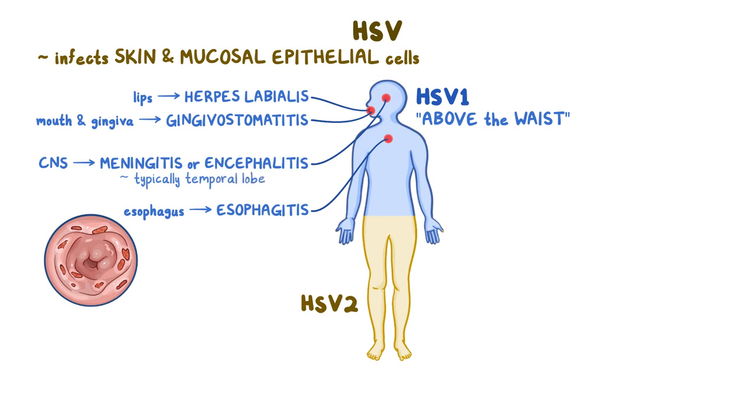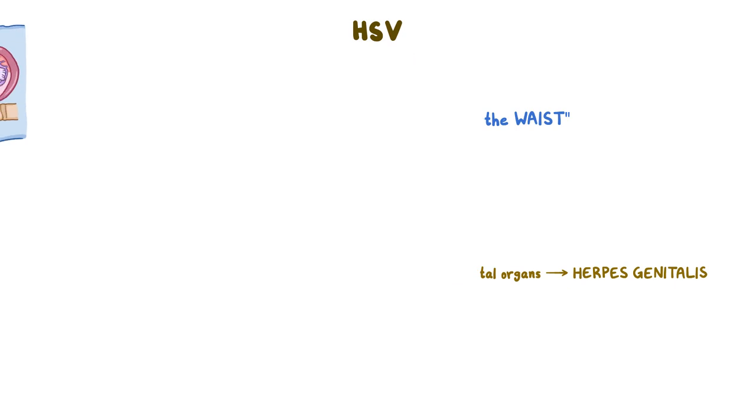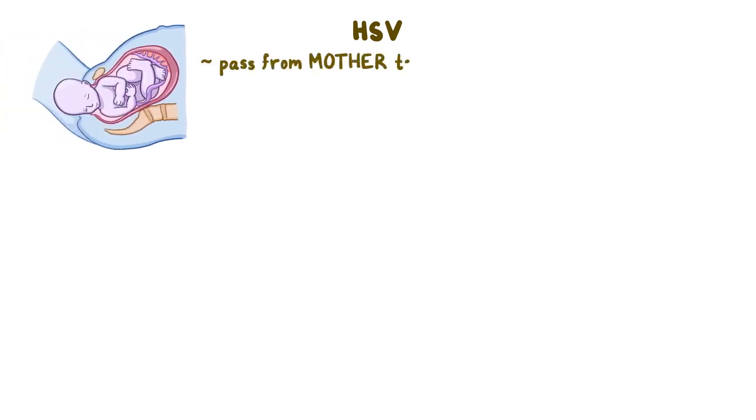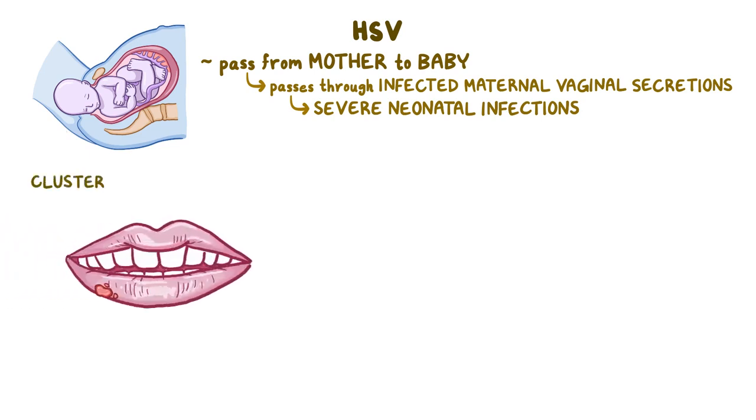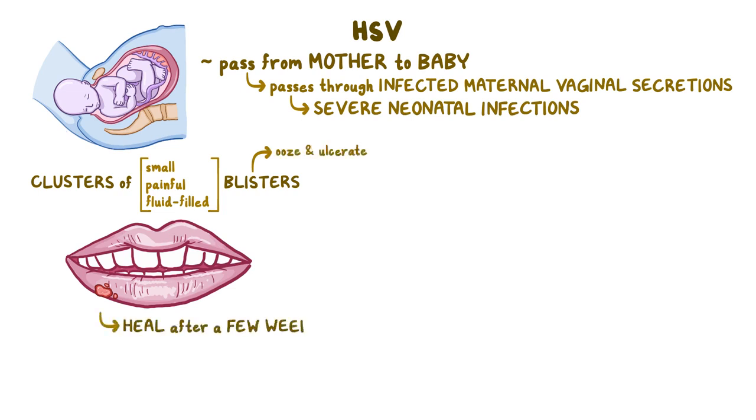On the other hand, HSV2 tends to cause infections below the waist, affecting the genital organs, which is referred to as herpes genitalis. HSV can also pass from a mother to a baby, usually when the baby passes through the infected maternal vaginal secretions, and can cause severe neonatal infections. The typical presentation of a herpes infection is a cluster of small, painful, fluid-filled blisters that ooze and ulcerate. They eventually heal after a few weeks.